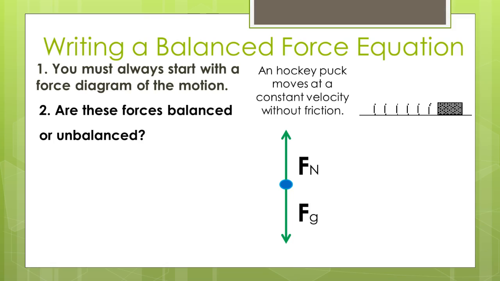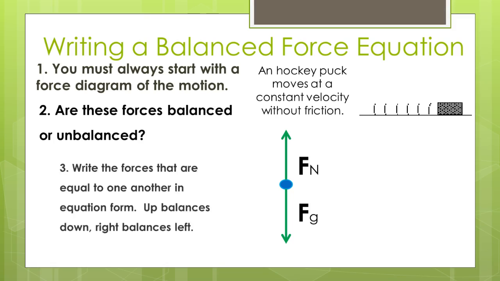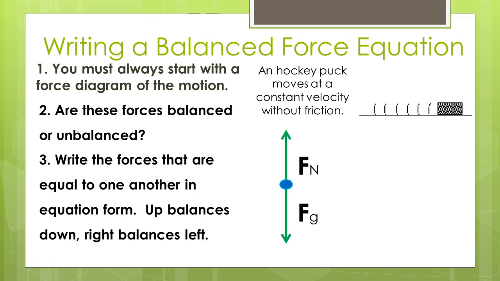The normal force and the gravitational force, my vertical forces, are balanced. Because they're balanced, we can write they're equal to each other. They're the same force. That puck is not accelerating upward, it's not accelerating downward. So normal force equals gravitational force. This force equation will help us when we need to infer unknown forces from known or calculated forces.